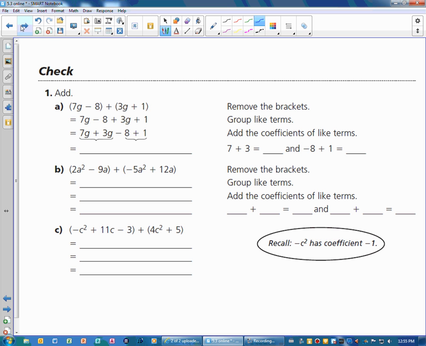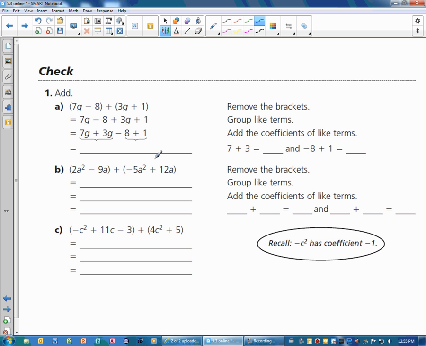Okay, so hopefully you've tried these 3 by yourself. Now look what they've done for you, and I actually forgot to erase this from your page, so I've left it online. Okay, so the first step, they remove the brackets. We have 7g minus 8 plus 3g minus 1. They've just gone ahead and dropped the brackets. That's all they've done in this set.